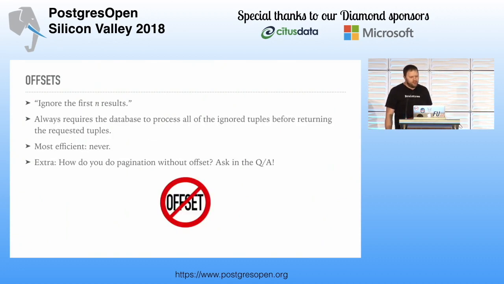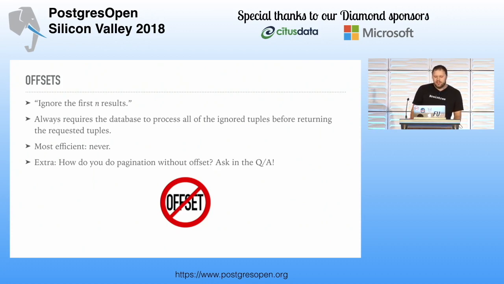Offsets are another feature in SQL that look compelling at first because they allow us to ignore the first N results in our result set. But it always requires the database to process all of the ignored tuples before returning any of the ones that we want. So I somewhat tongue-in-cheekily, but also seriously say that this is never efficient. And I just recommend that you not use it.